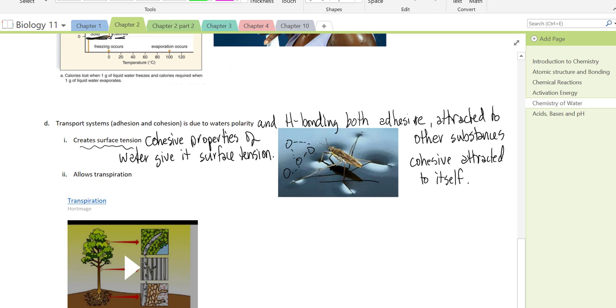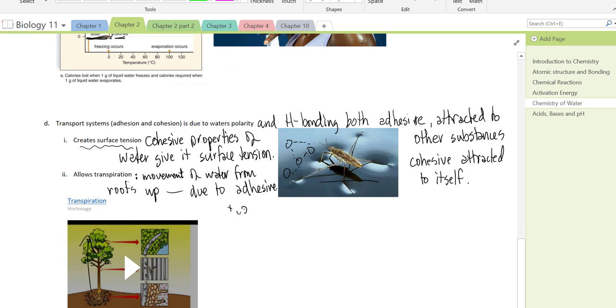And secondly, adhesive properties allow for the process of transpiration. Transpiration is the process by which water moves up a tree. So it allows transpiration, which is the movement of water from roots up. And again, that is due to adhesive properties. Okay, well, there's a combination here. Transpiration is due to adhesive and cohesive properties.